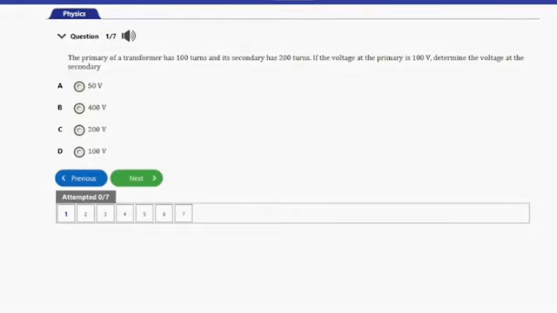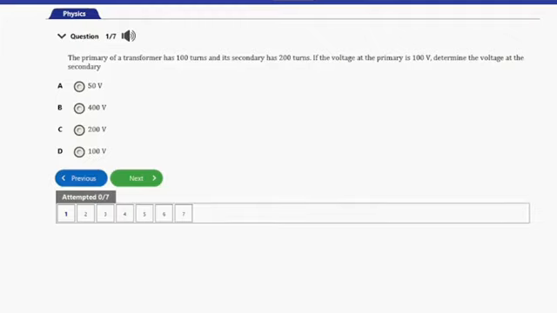question here. It says the primary of a transformer is 100 turns and its secondary has 200 turns. If the voltage at the primary is 100 volts, determine the voltage at the secondary.